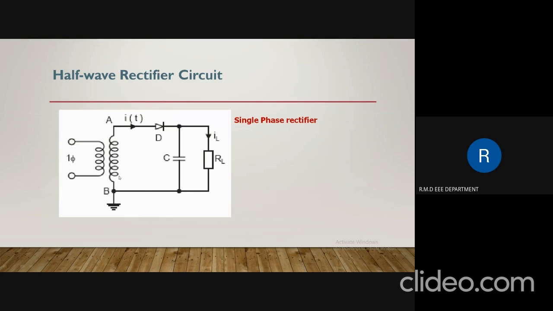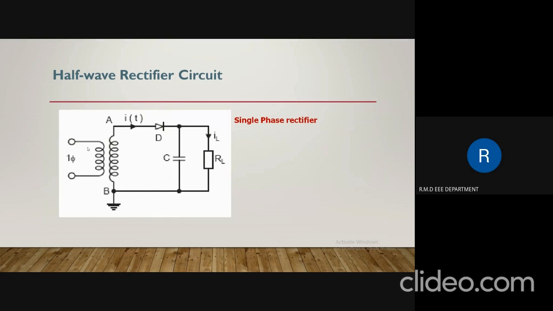Here is the supply, and A and B represent the secondary winding of the transformer, and this is the primary winding of the transformer. Then on the secondary side, a diode is connected, and a capacitor is connected across the load resistance RL. So we know the working of this half-wave rectifier.